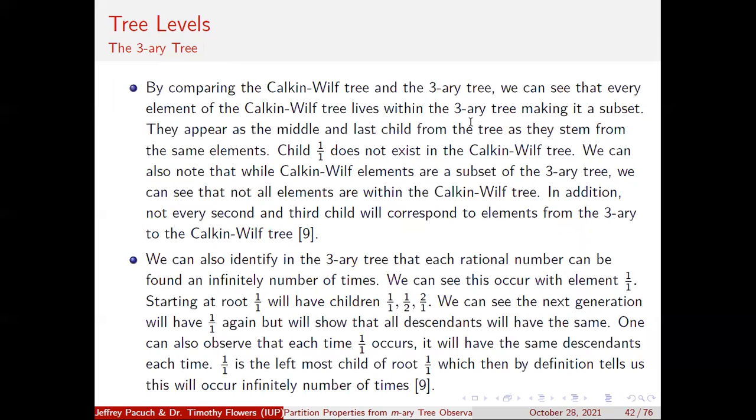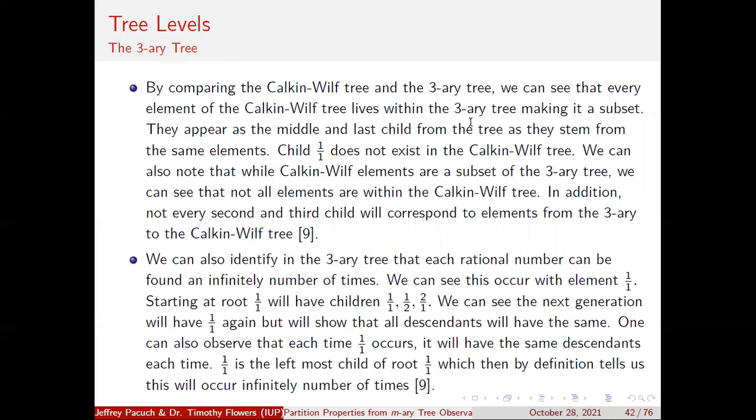So let's actually compare the 3-ary tree and the Calkin-Wilf tree. What's unique about these two? We can notice that the Calkin-Wilf tree is embedded within the 3-ary tree. And we know that to be true because in the definition, the Calkin-Wilf children are the second and third children. So this tells us that the Calkin-Wilf tree is a subtree of the 3-ary tree, but not every fraction of the 3-ary tree will be within the Calkin-Wilf tree, because it's larger.